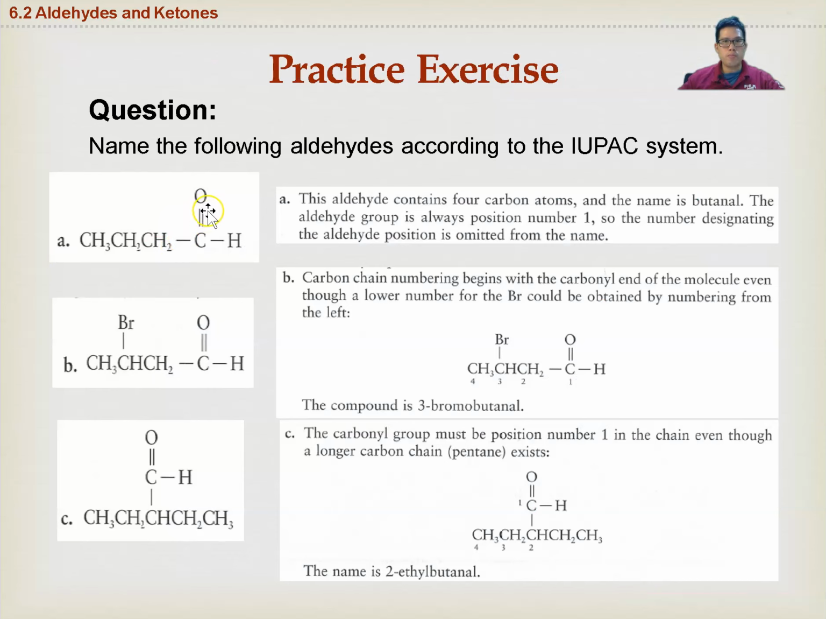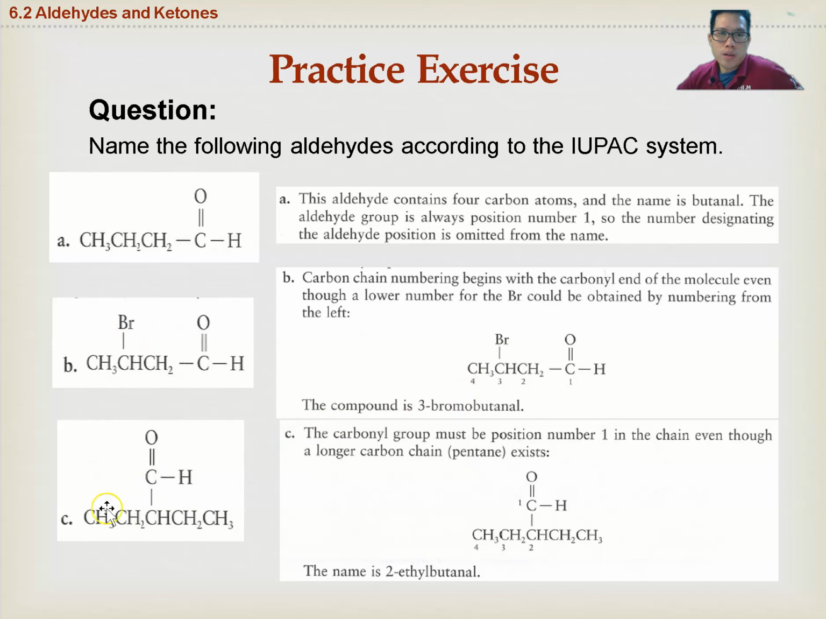So just to practice, okay, name the following aldehydes according to IUPAC name. All right. So these are the aldehydes, so you go from right to left, 1, 2, 3, 4. So this one is butanal, okay, butanal. You do not need to write the 1 because the aldehyde is located at the last carbon, so it will be designated as carbon number 1. So same thing here, 1, 2, 3, 4. So the bromine is located at number 3, so it will be 3-bromobutanal.